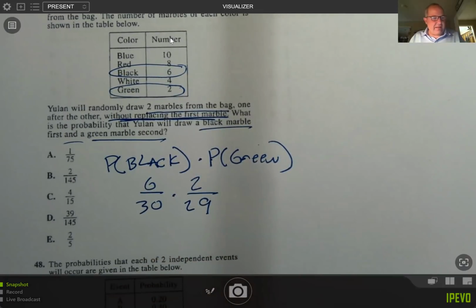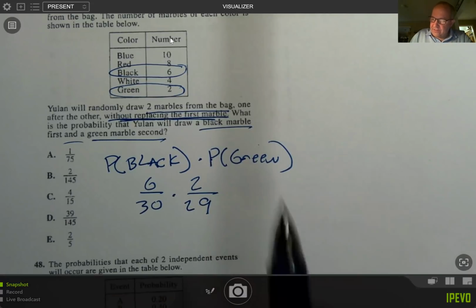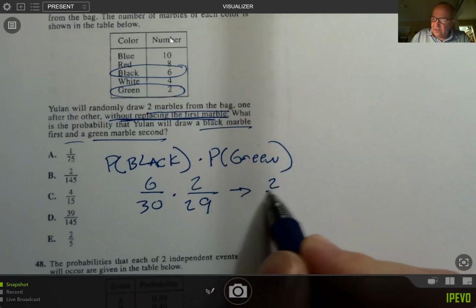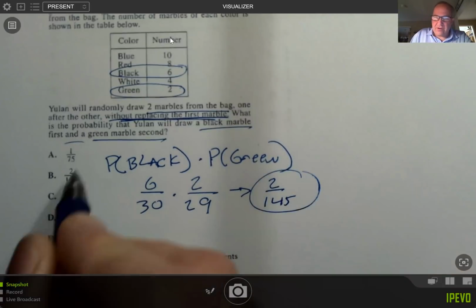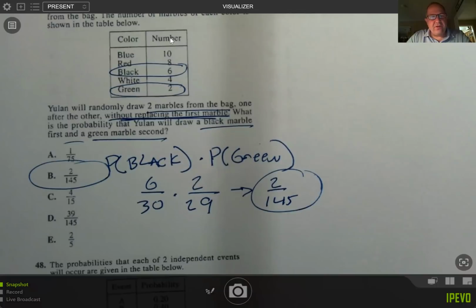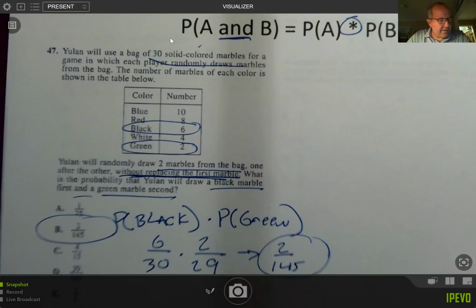Now, don't do this by hand. Use your calculator, right? Multiply them out. This turns out to equal 2 out of 145, and that is our answer. And again, this is number 47. It's not really that bad.